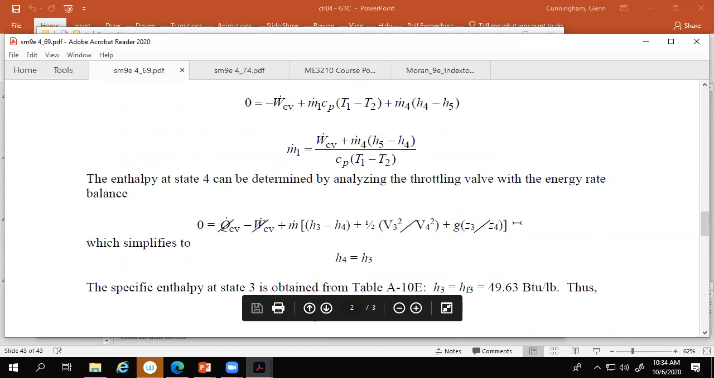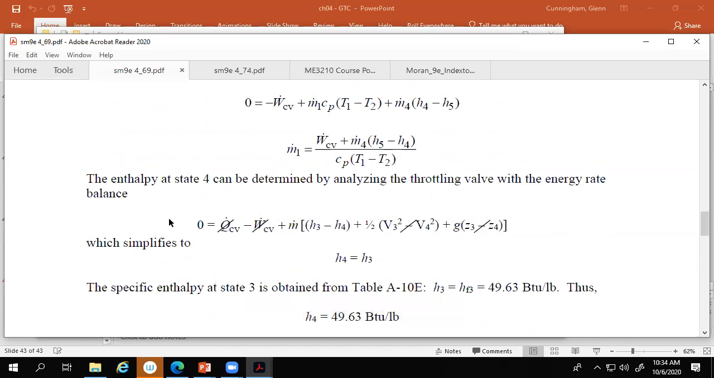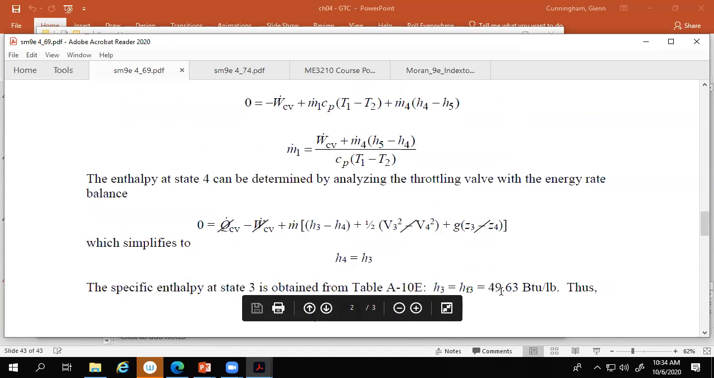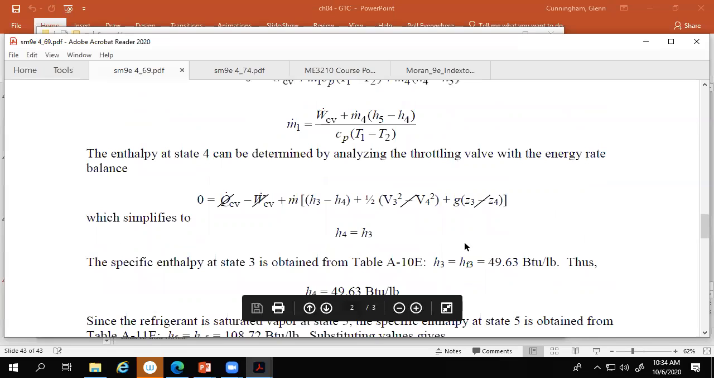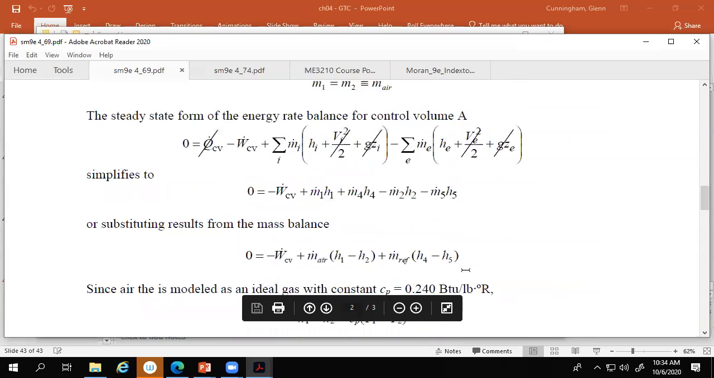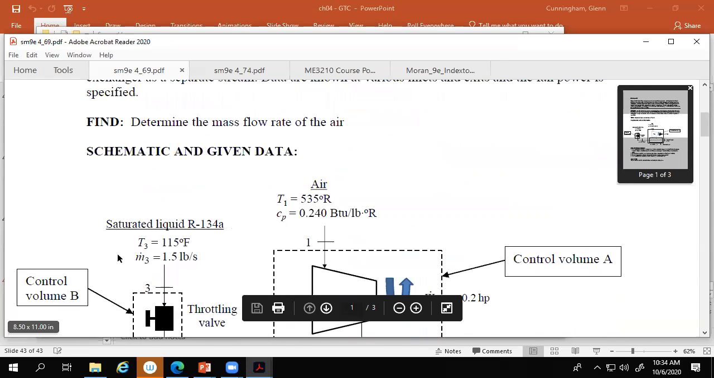You throw away kinetic and potential energy. You got a 0 over here, so you just divide the equation through by m dot, so it disappears, and you get h3 is equal to h4. So you can write all that stuff up, or you can just look at it and go, I know what that is for that throttling valve. Well, so we've got a pretty easy state to look up at 3. It's the enthalpy of what? Fluid. Is that saturated? It's probably giving us saturated, yeah. Saturated liquid at 110. Easy look up in the tables.